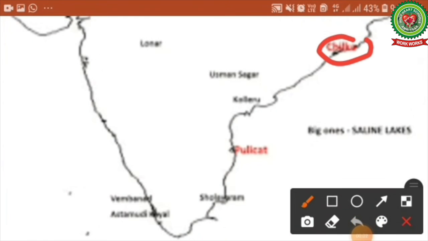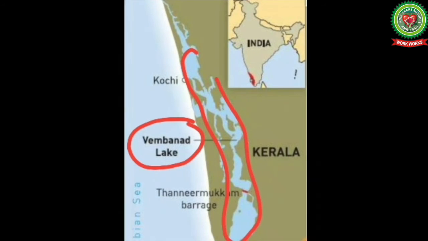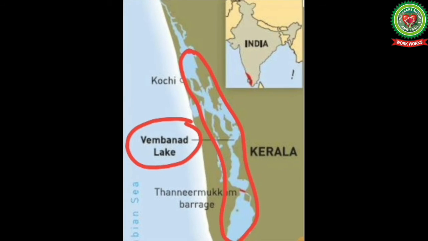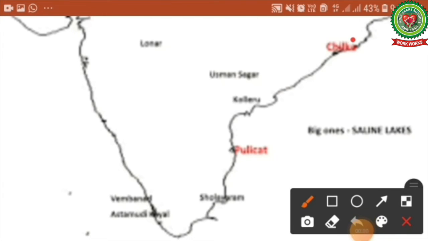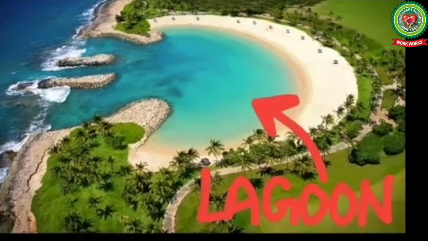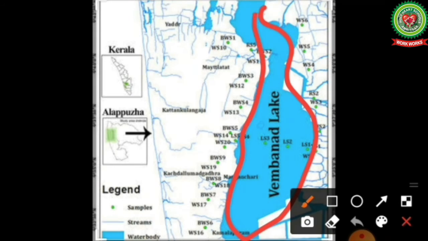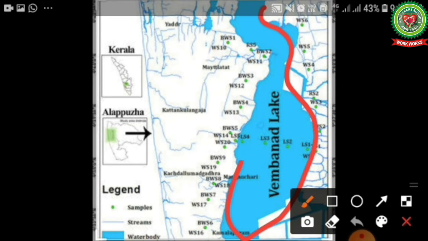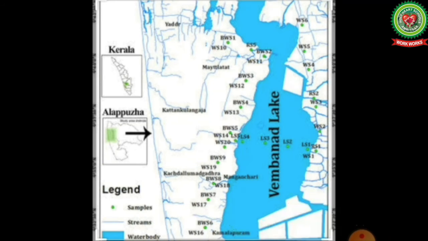The Chilika Lake and the Pulicat Lake along the east coast and Vembanad Lake in the west coast are the important lagoons in India. Lake Chilika is the largest lagoon of India, whereas Vembanad in Kerala is the longest lagoon in India. Vembanad is also the largest lagoon in Kerala.